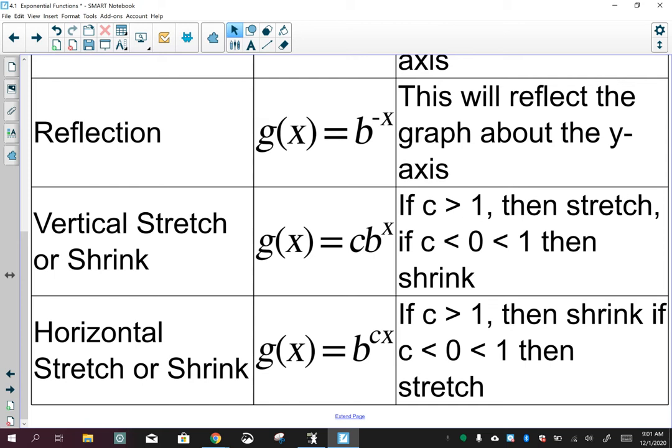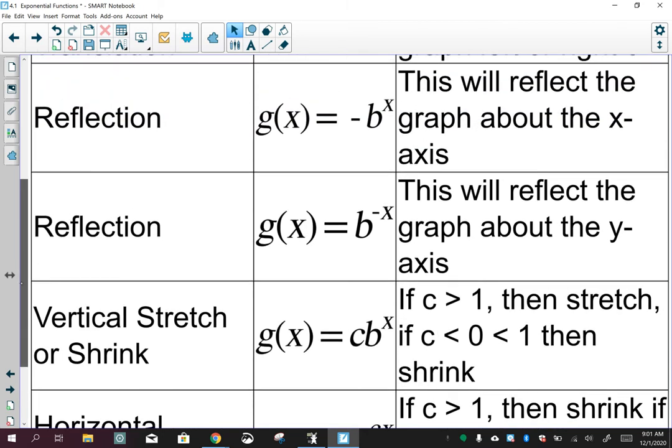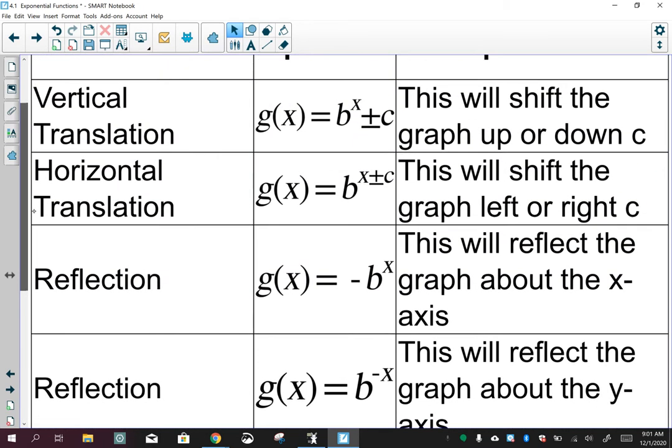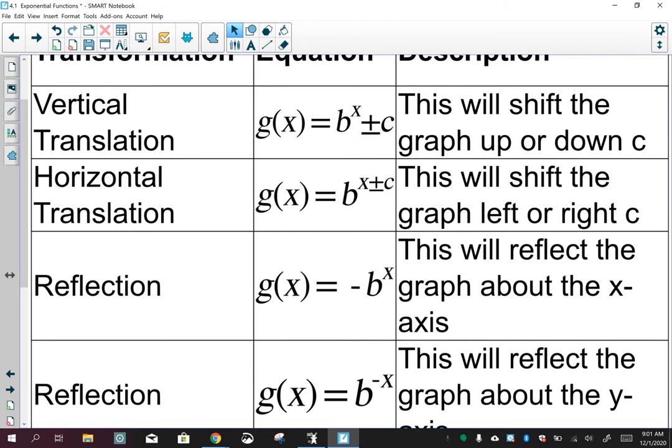So you're going to look at the base parent function and say, okay, if this is my base parent function and I'm doing all this random stuff to it, what is it that I'm actually doing? And this chart here will be able to show you exactly what you need to know. The good news is you have a calculator, so you can just put it into your calculator and take a look at it, and then you won't have to worry about anything else.